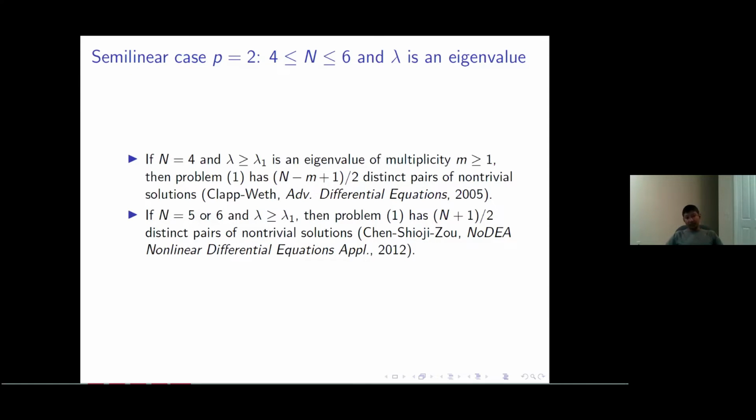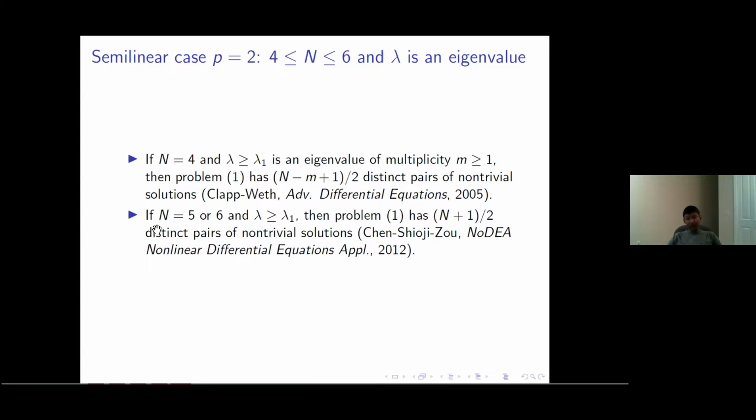So now let's look at the case where p is 2 and lambda is an eigenvalue. Here's what's known. Again, Clapp and Weth showed that if n is equal to 4 and lambda bigger than or equal to lambda 1 is an eigenvalue of multiplicity m, then the problem has n minus m plus 1 divided by 2 distinct pairs of non-trivial solutions. This was also proved in 2005. And then actually their result also applied for n equal to 5 and 6.